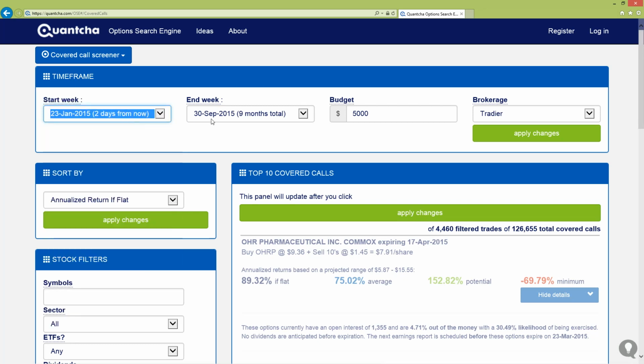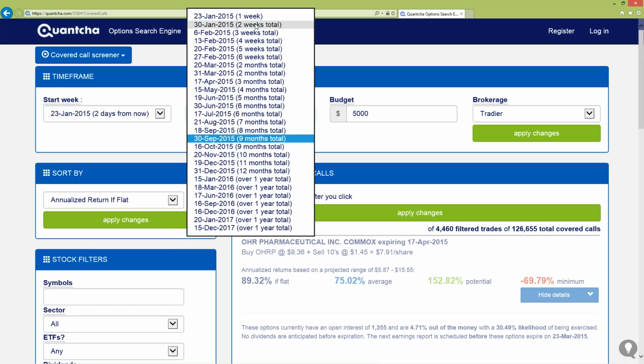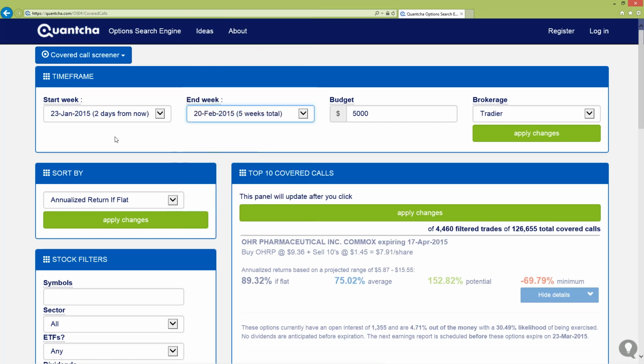But let's say we start with that week that's 2 weeks out, and you can see here we can tell how far out the total amount is. So in this case, if we were to select, let's say, these February options here, it's a 5-week total period. That means that it starts on the 23rd of January, so we're starting from a week that begins 2 days out from now, and we want to include 5 total weeks in the analysis. We've got a $5,000 budget, and we're looking at a brokerage trade here.